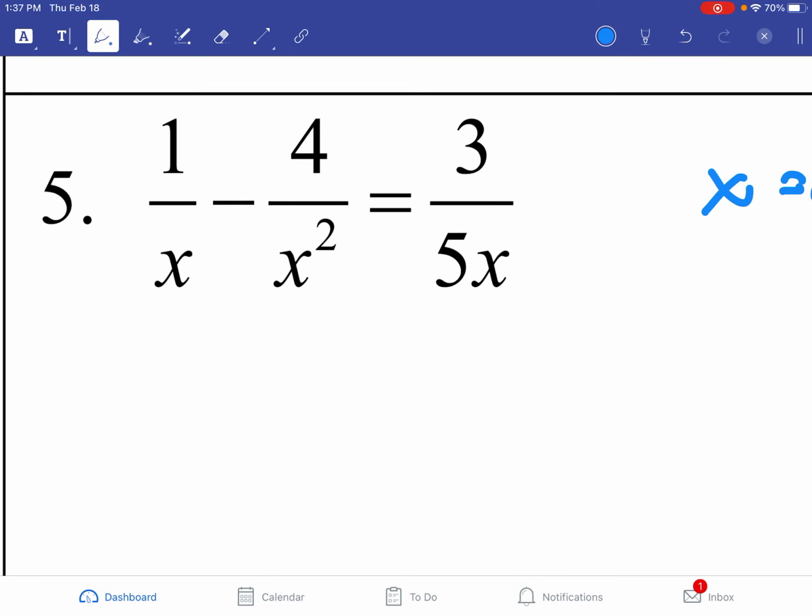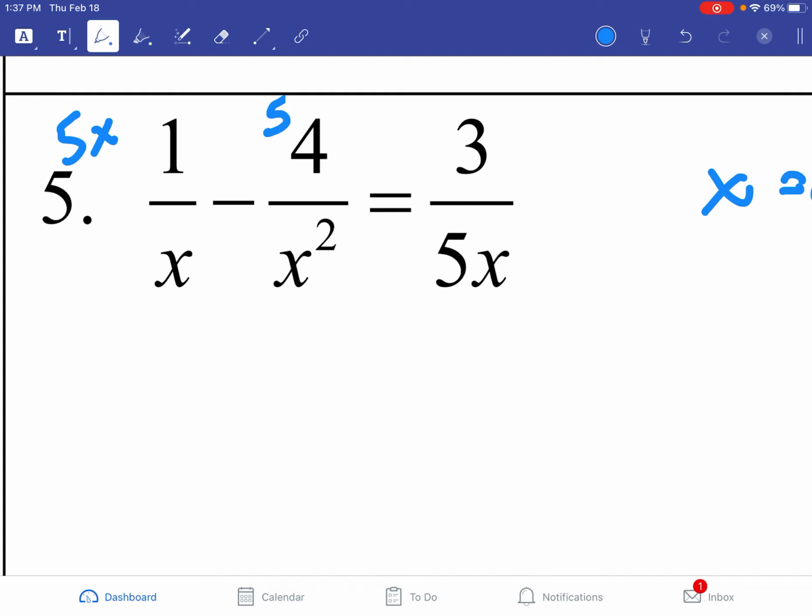Now let's look at what's missing. The first x is missing a squared, which means it's missing 1x, because if you multiply x times x, you would get x squared. It's also missing a 5. The middle fraction has the x squared. It's missing a 5, though.